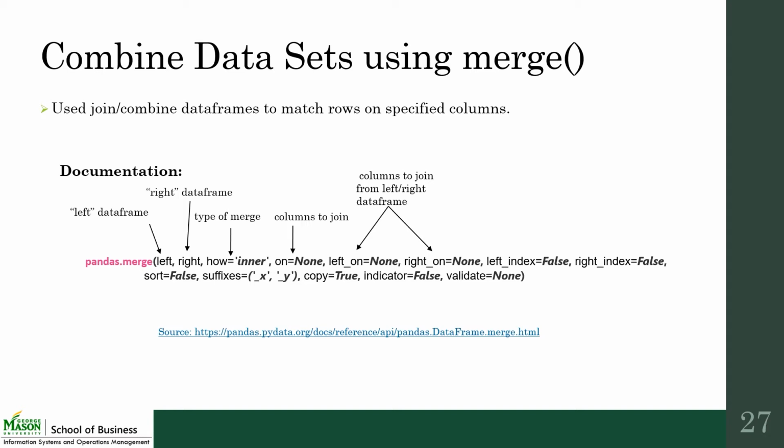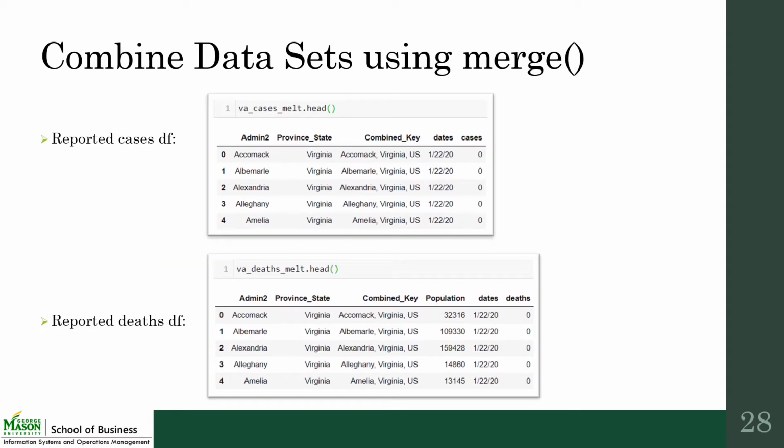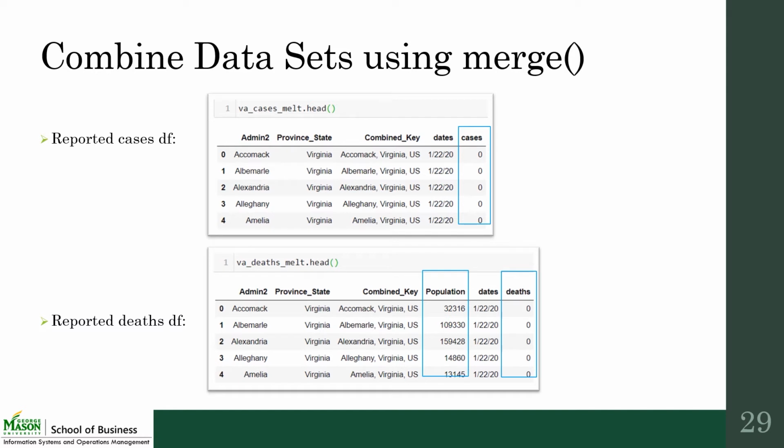To put things in simple terms, the datasets that need to be joined together must have at least one common key, such as the index or a data column. Let's see an example of how this works. The two data frames presented here have a few common data columns. The goal is to have one data frame to combine the reported cases and reported deaths data frames together. The data columns that are not in common are highlighted in blue.